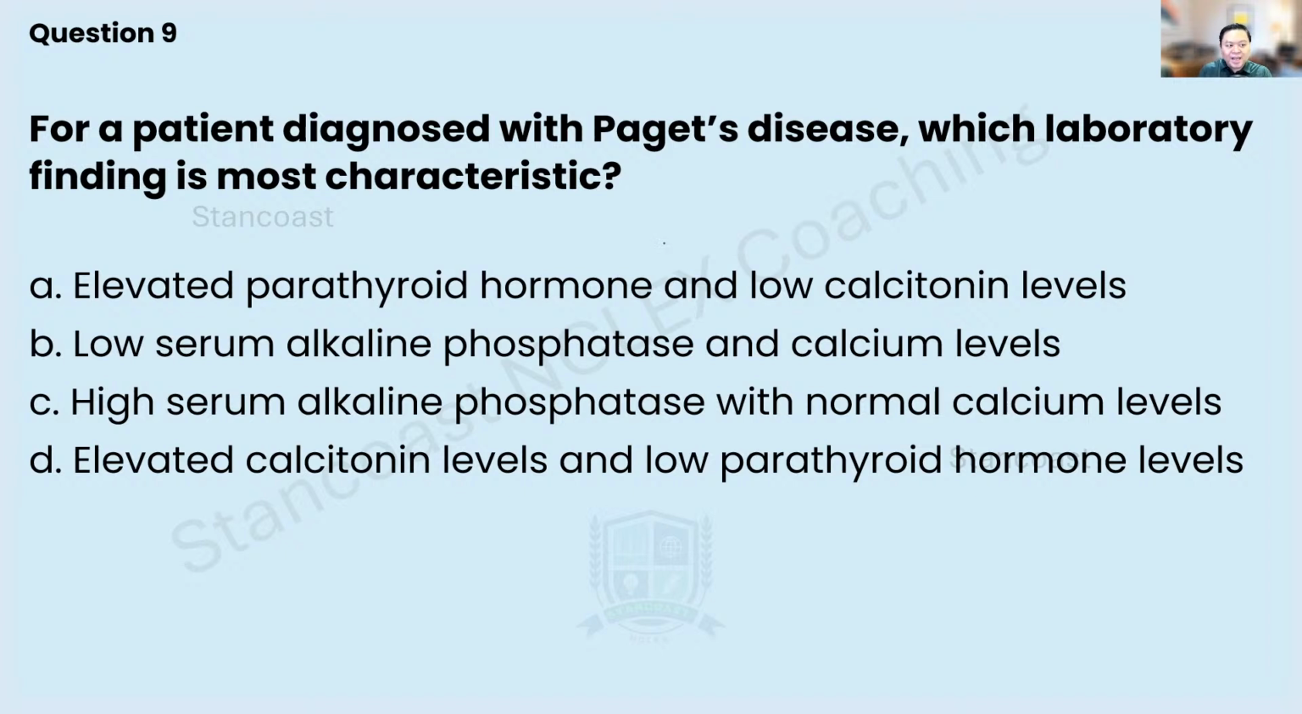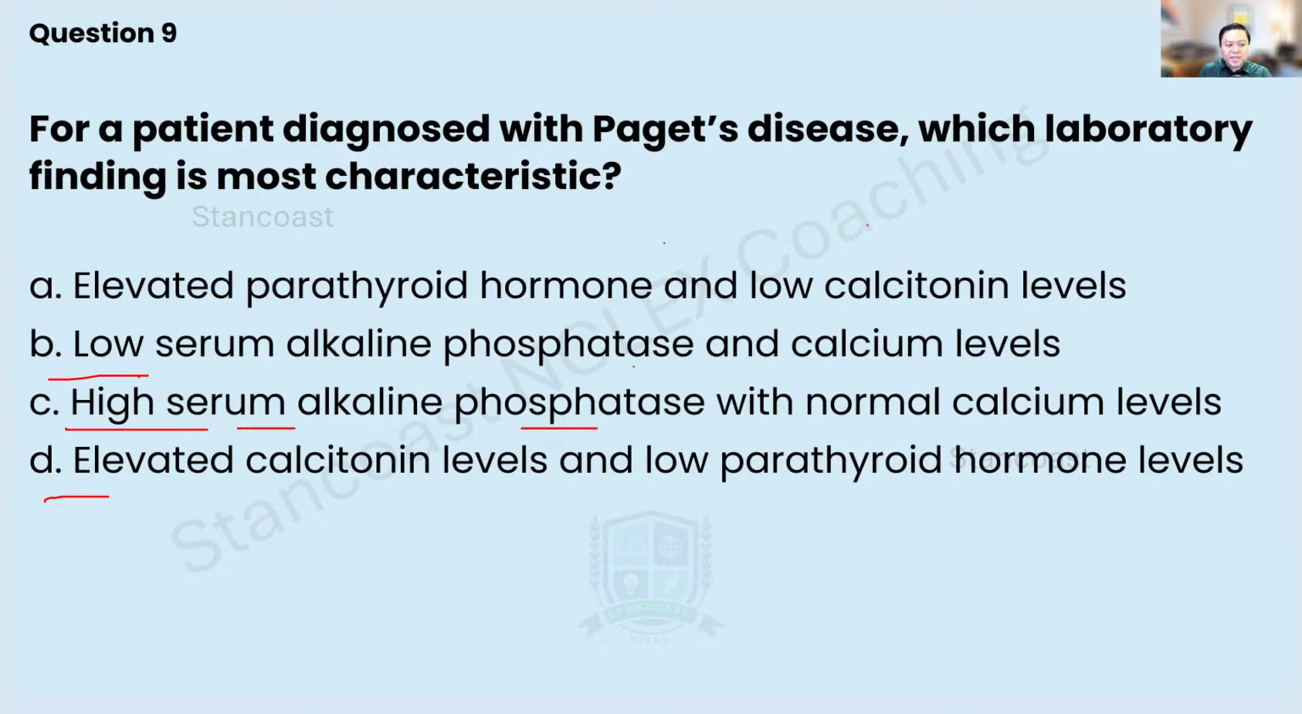Now for number 9, for a patient diagnosed with Paget's disease, which laboratory finding is most characteristic? Is it A, elevated parathyroid hormone and low calcitonin levels? B, low serum alkaline phosphatase and calcium levels? C, high serum alkaline phosphatase with normal calcium levels? Or D, elevated calcitonin levels and low parathyroid hormone levels. Your patient has Paget's disease. So I want you to recall what this condition is. Your task here is to identify that laboratory finding that will support that condition.